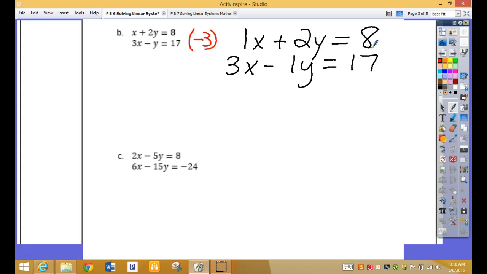But your neighbor might not do that. They might see something else. Instead of taking that one times a -3, they might decide to change this one. How could they change this one? We could actually take this one times a +2. Because a +2 times a -1 is a -2y. So we could do it that way, and the y's would cancel out. Either way, you're all going to come out with the same answer.